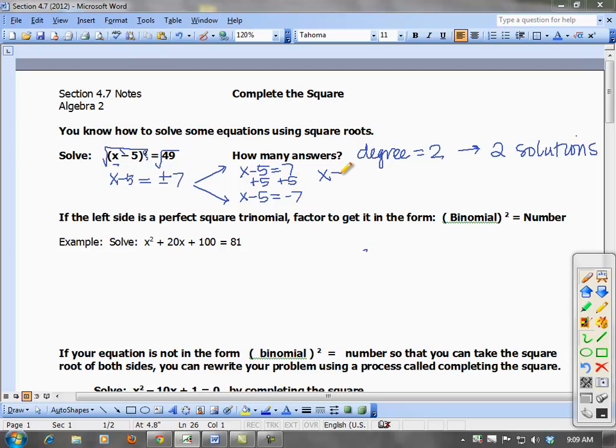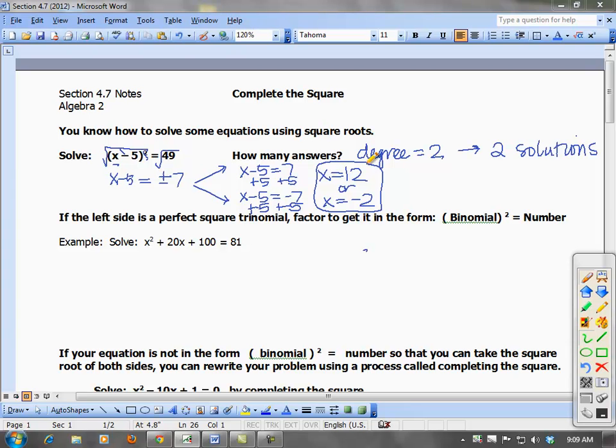So if I solve both of these, we know we add 5. My first one gives me that x is 12. If I add 5 in the second equation, I get that x equals negative 2. Because they're separate, I have an OR, so I have 2 possibilities for my answer. I can plug in a 12 and get 49, or I can plug in a negative 2 and still get 49. And that's what we're saying here. This is giving you the basic idea of how to solve, and then we're going to expand from there.